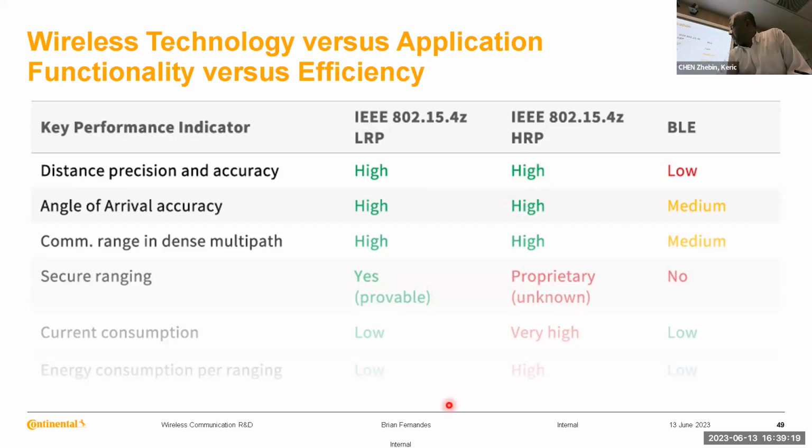So here, everything is pretty good in terms of secure engine. But in terms of current consumption, this is very high. So we have already done a trade-off in terms of utilization.